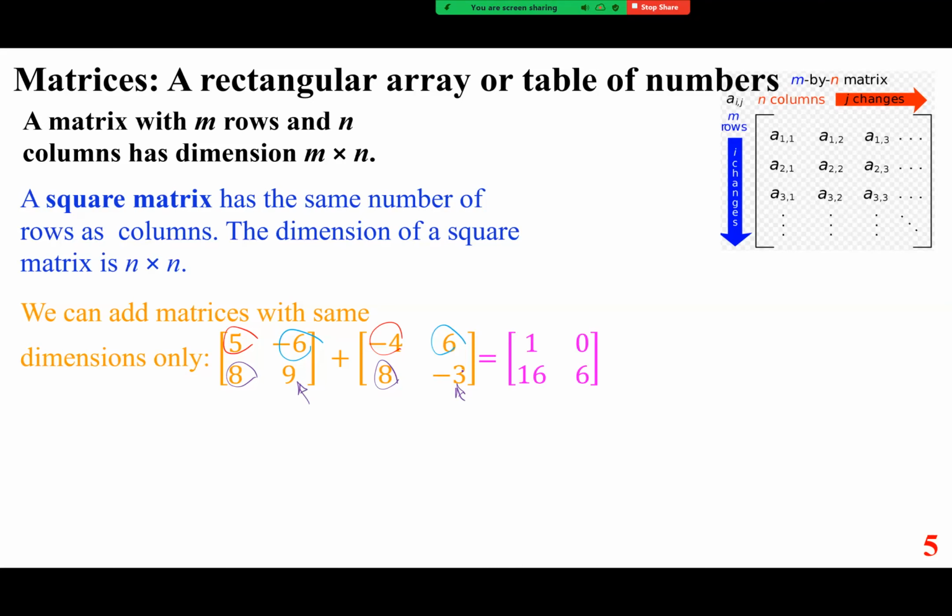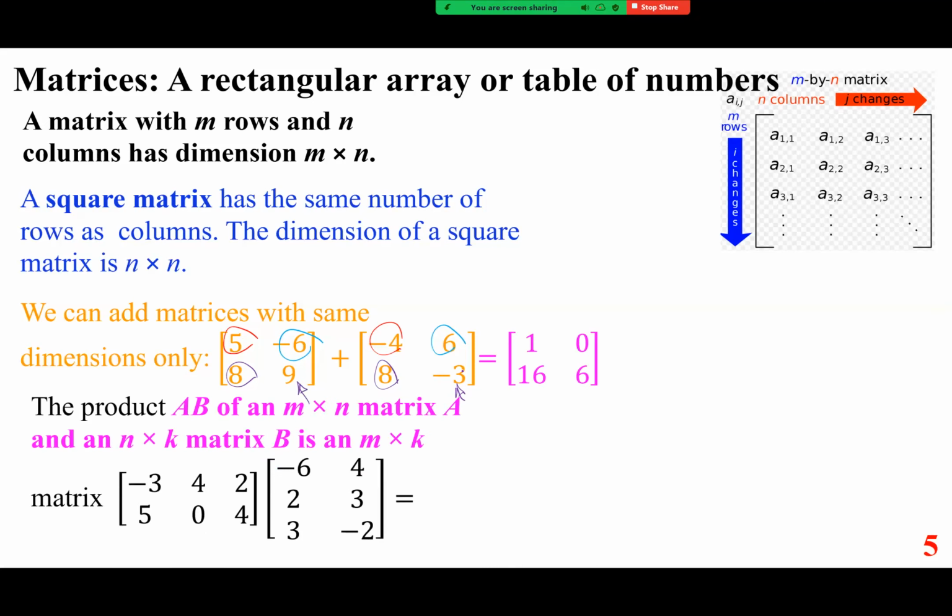However, the product is a different story. The way the product works, so the product AB, first and foremost, of an M by N matrix A and an N by K matrix B is M by K. In other words, the number of columns of the first one must be the same as the number of rows of the second one. So we have 1, 2, 3 columns for the first one, 1, 2, 3 rows for the second one. That's how it works.